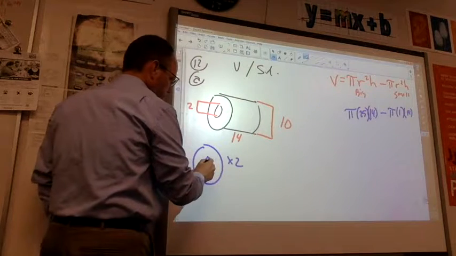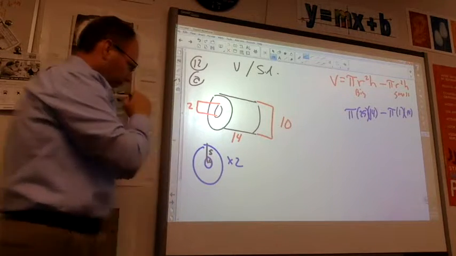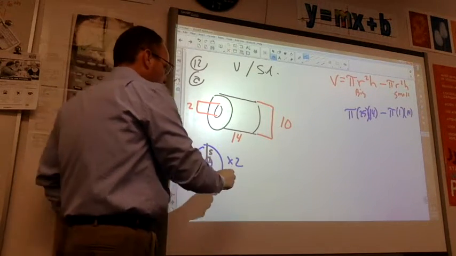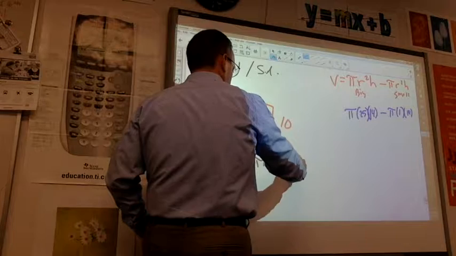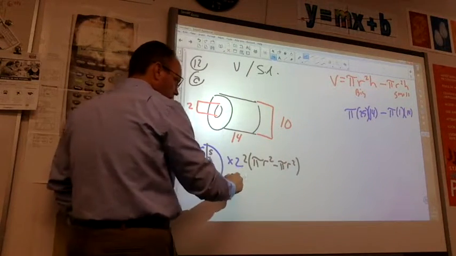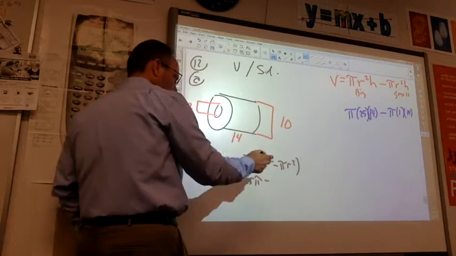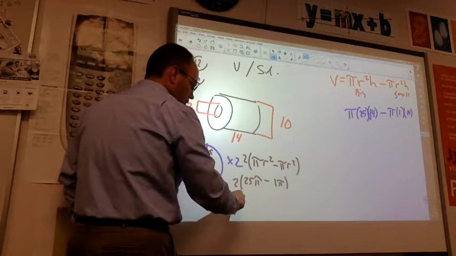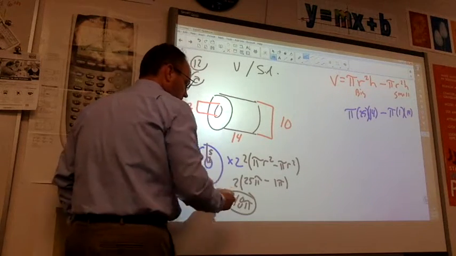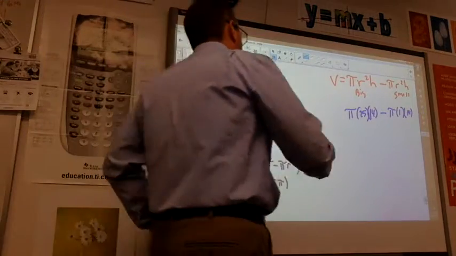So that's 1. And that's 5, right? So I have pi r squared minus pi r squared times 2. So I have 2 times pi r squared, so I have 25 pi minus 1 pi. So that gives me 24 pi. So I get 48 pi is the area of the top and the bottom, taking away the little tiny hole that's in the middle. Now I have to figure out the lateral surface area.